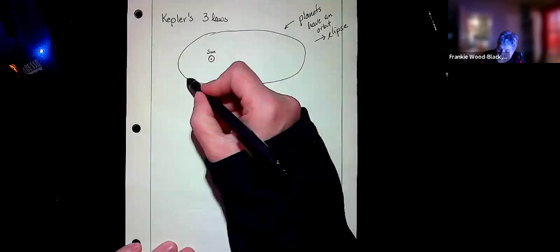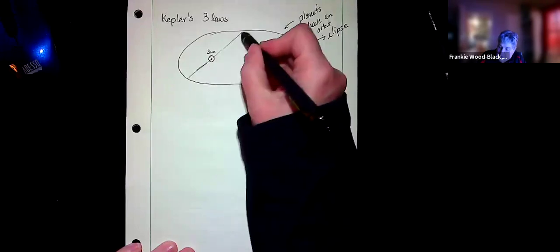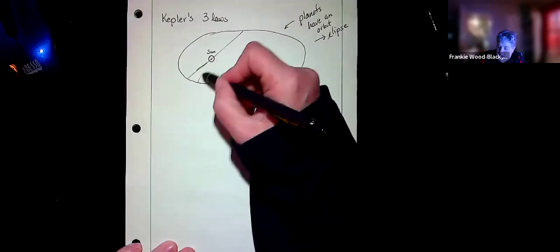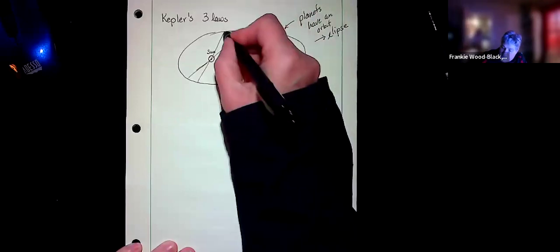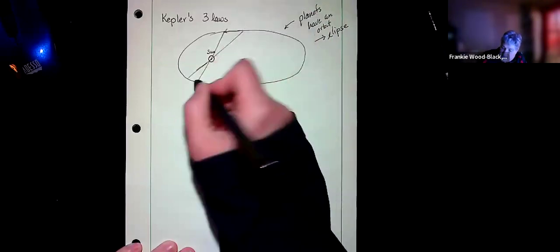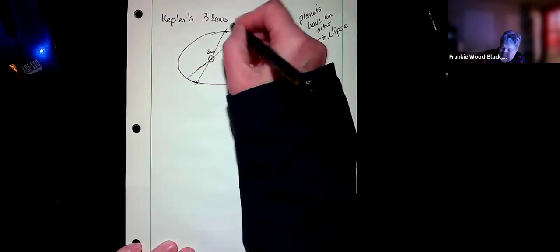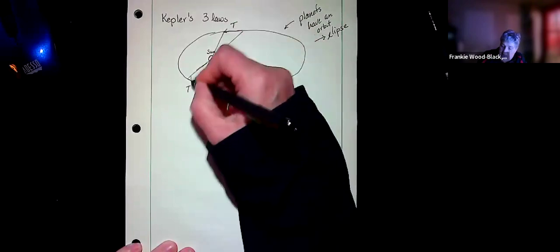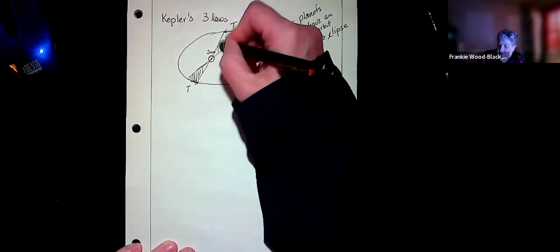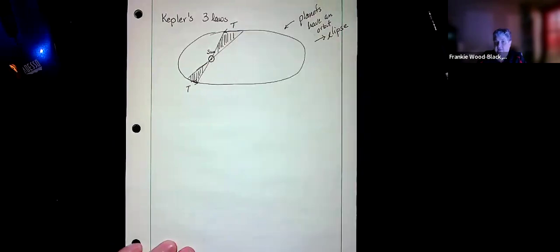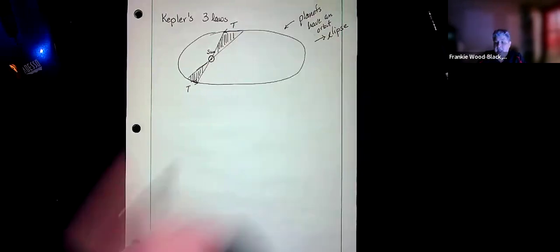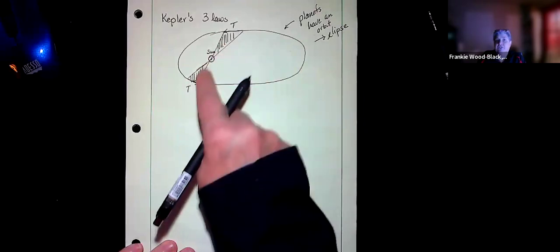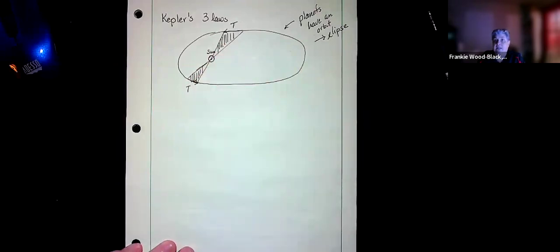The second law says, as we sweep through a time period here, the time that it takes for this and the time that it takes for that are the same, so the areas of these triangles are the same. And it's actually these calculations that Newton really started looking at.